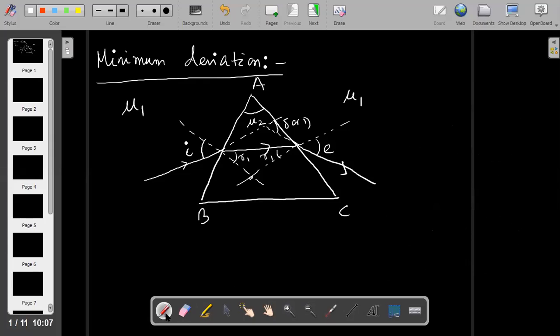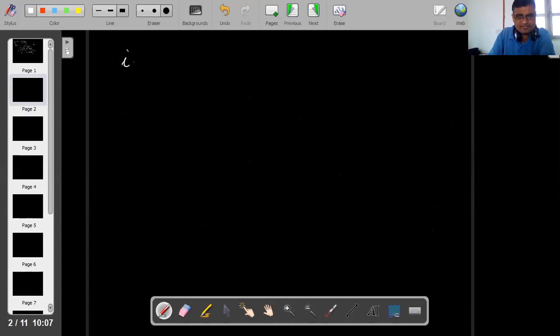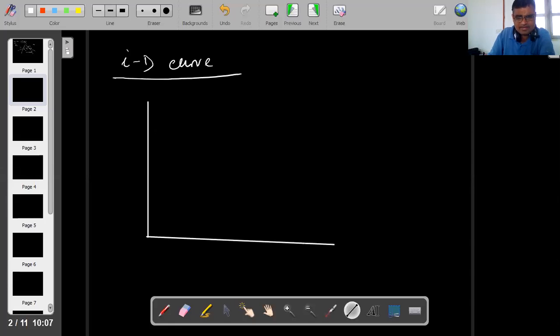Write down: ID curve of the prism. What is that ID curve? Let's see this. It means I have to take I and D, the angle of incidence and the deviation.